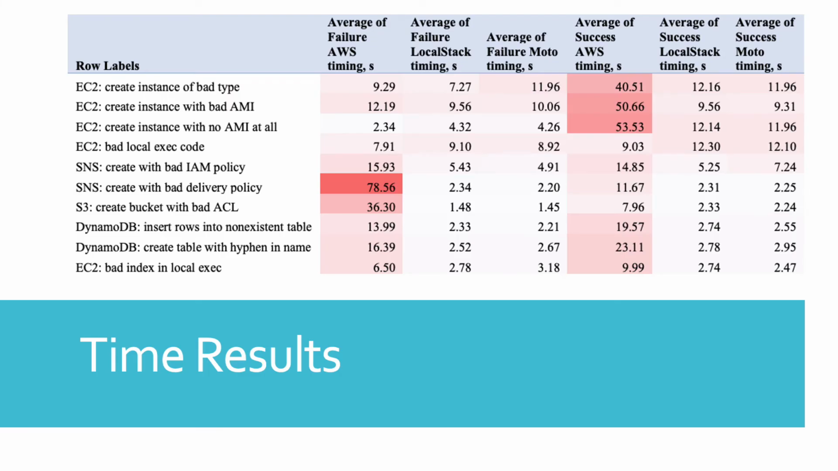On this slide, we see our time results where we create a heat map to quickly understand insights from the data. As we can see, the average failure AWS timing was consistently longer than the average failure timing of LocalStack or Moto. Similarly, the average success AWS timing was consistently longer than the average success timing of LocalStack and Moto.